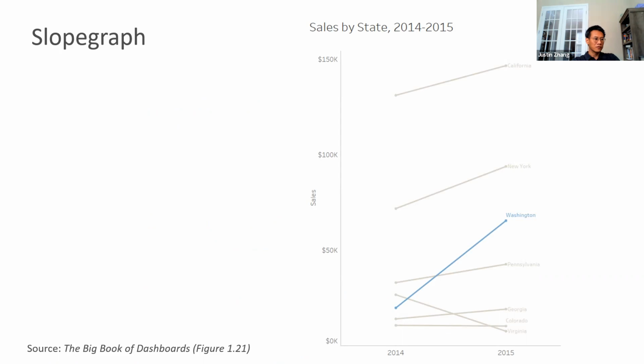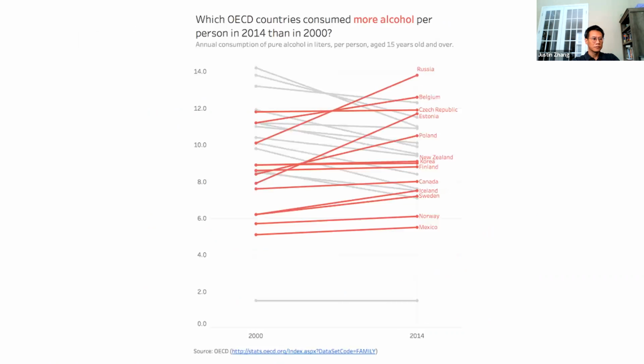A slope graph can be a very useful chart to show the trends between two different time periods. This example shows alcohol consumption for the OECD countries comparing 2000 to 2014. The red color highlights countries that increased their alcohol consumption, and the gray line decreased.